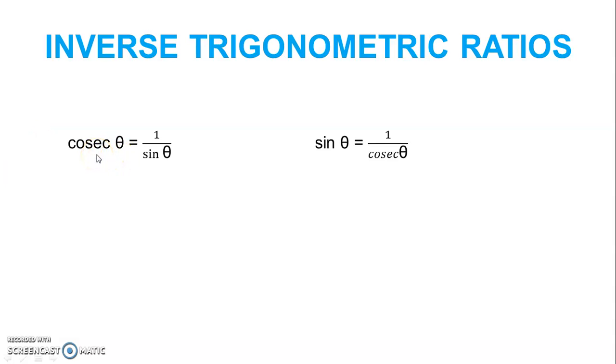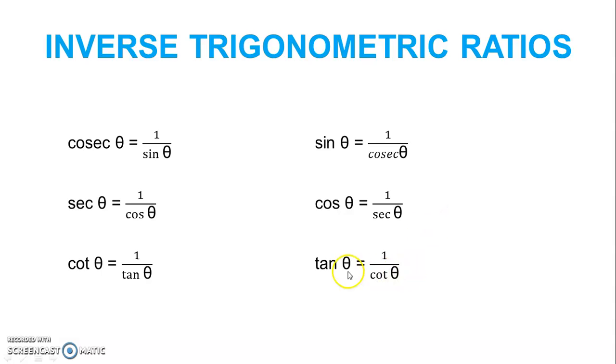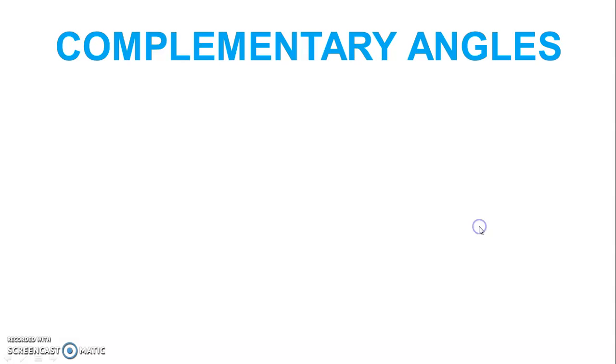As we can say cosecant theta is the inverse of sin theta, we can also say that sin theta is the inverse of cosecant theta, cos theta is the inverse of secant theta, and tan theta is the inverse of cot theta.